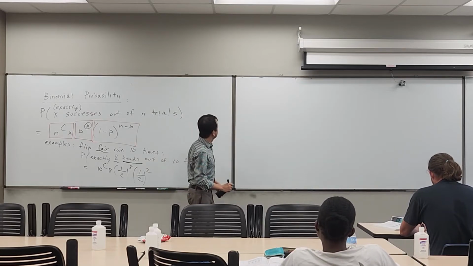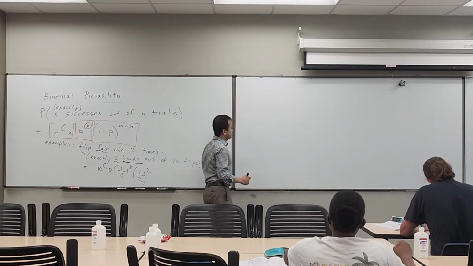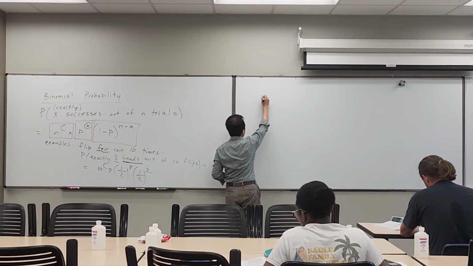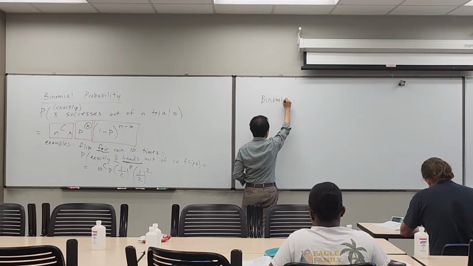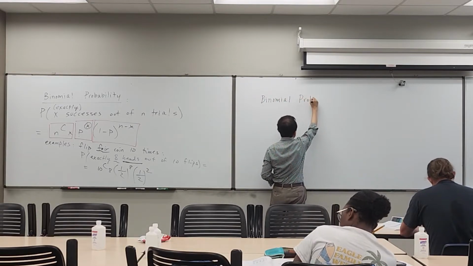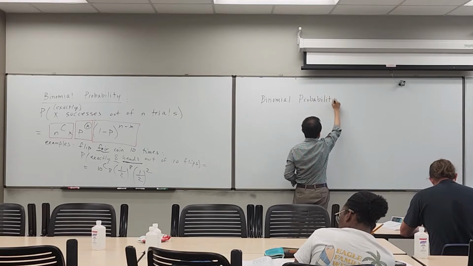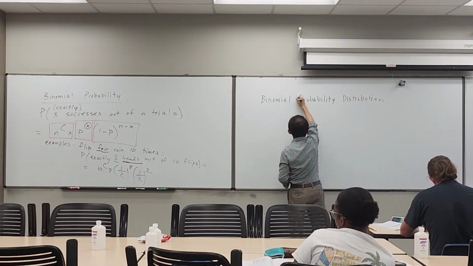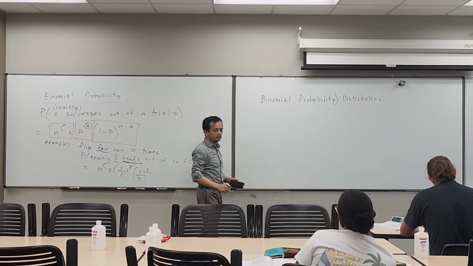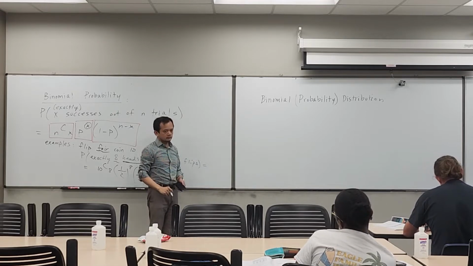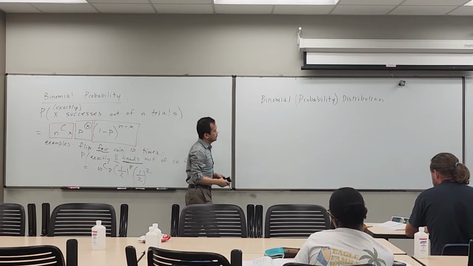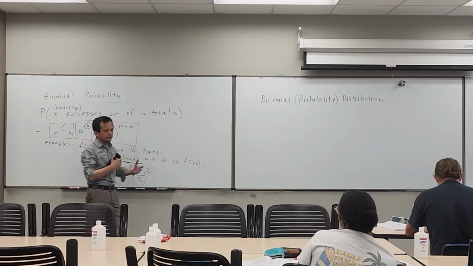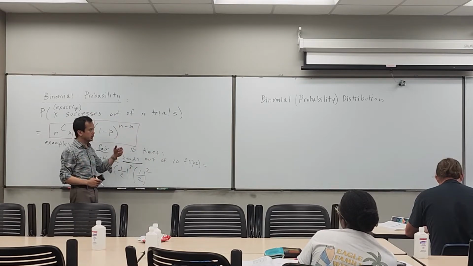Okay, good. So let's continue. Last time we talked about a binomial probability. Today we'll talk about a binomial probability distribution. Sometimes the word probability is left out, so that it's just called a binomial distribution. This idea is a combination of the last 2 concepts that we talked about.